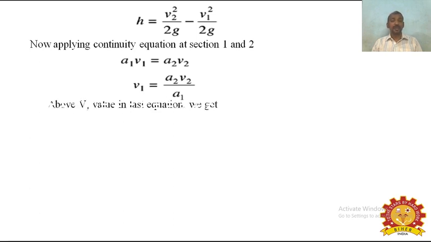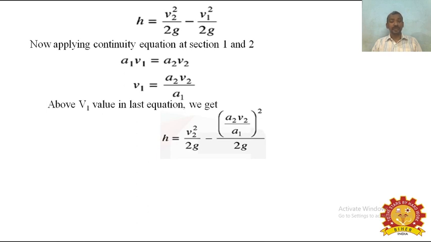Now I have to write H is equal to V2 square divided by 2G minus (A2 V2 divided by A1) whole square divided by 2G. We have to mention the square on the top portion only. Then next we take the common term, V2 square divided by 2G, which is common on both sides. So H is equal to V2 square divided by 2G into, opening the bracket, 1 minus A2 divided by A1.